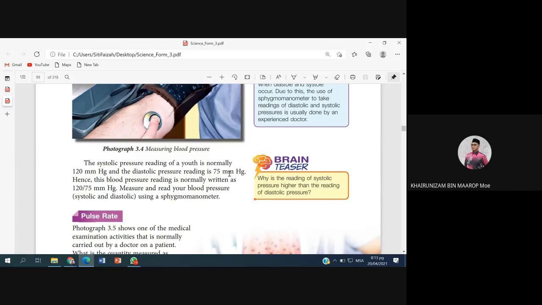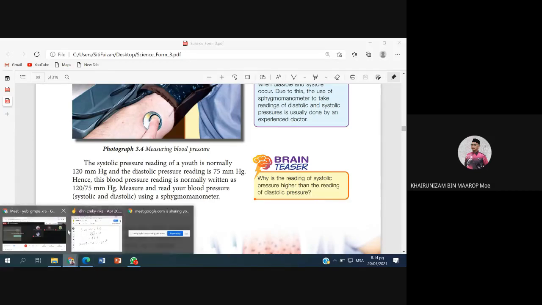You can try yourself if you have your own sphygmomanometer. Susah nak sebut. So kalau kamu ada alat itu, kamu boleh baca sendiri dan dia akan tunjukkan bacaan systolic and diastolic. Okay, I want to show you.